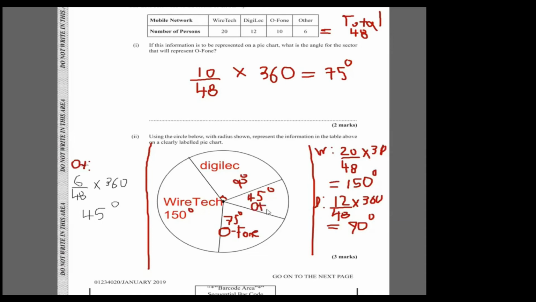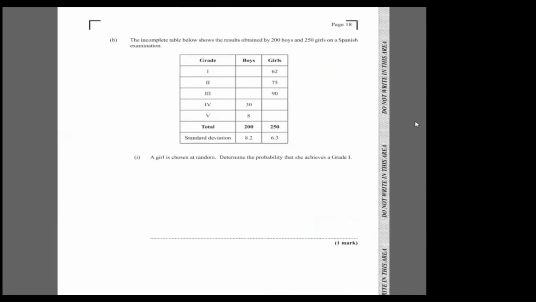And so this is what we have for our pie chart, and that gives us our 3 marks. All right, nice and easy. On to the next part of statistics.